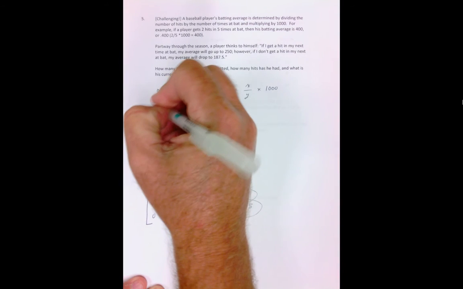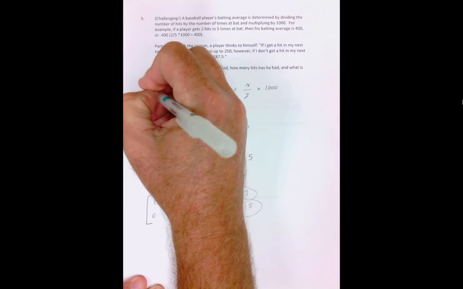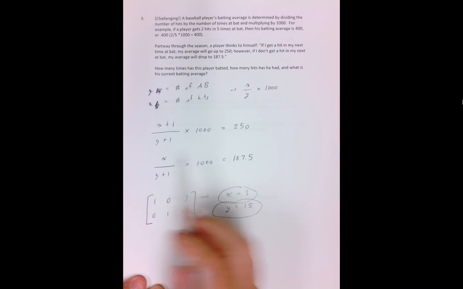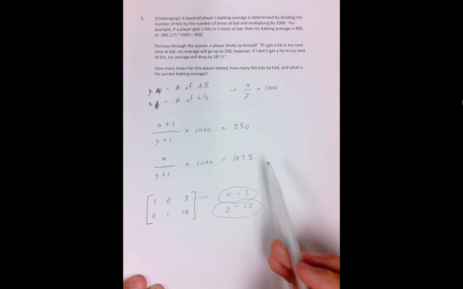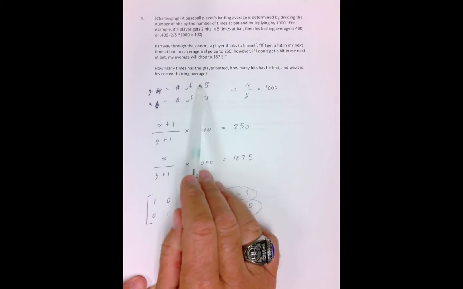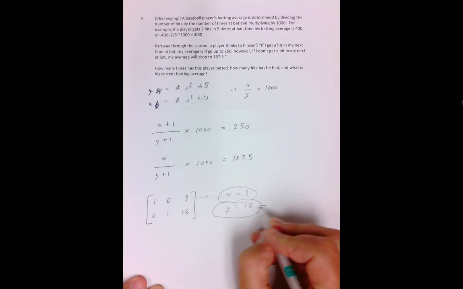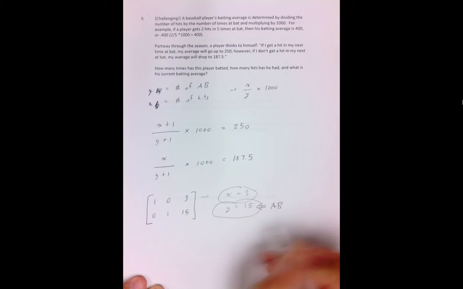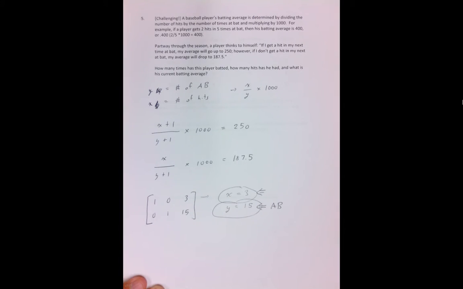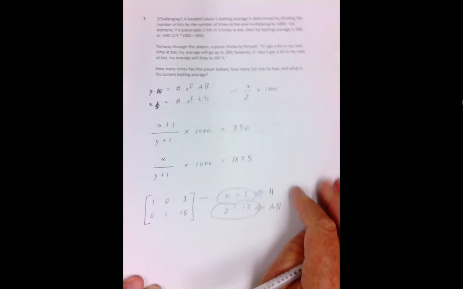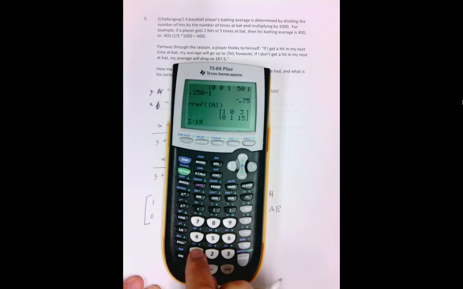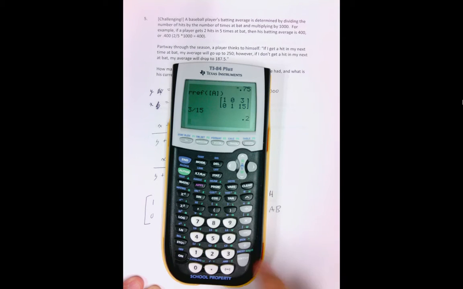The number of hits should be x. The number of hits should be y, because I set x divided by y, not y divided by x. Could have done it either way. It doesn't matter. So the number of times they've batted is y, so current at bats were 15, and current hits were equal to 3. So the current batting average would be 3 divided by 15 times 100.